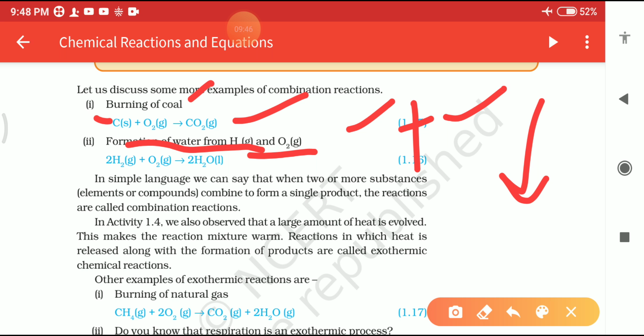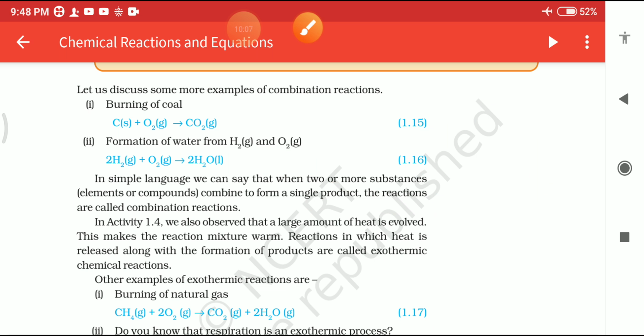Then again here, the definition of combination reactions is given. When two or more substances, elements or compounds combine to form a single product, it is called a combination reaction. Then you can write the definition of a combination reaction from here also. Now, in the next paragraph, in Activity 1.4, we also observed that a large amount of heat is involved. This makes the reaction mixture warm. Reactions in which heat is released along with the formation of the product are called exothermic chemical reactions.